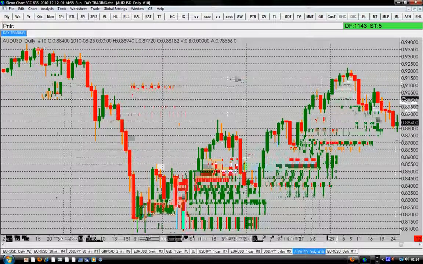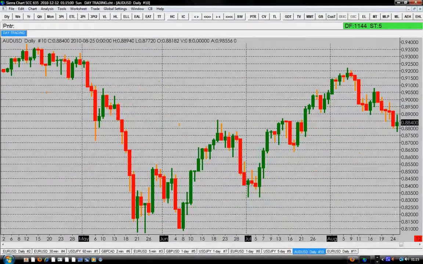As you can see, the price went down. If you follow my cursor, this Australian dollar, US dollar currency pair went down big time from this level where I'm moving my cursor all the way here, and then displayed a double bottom pattern.